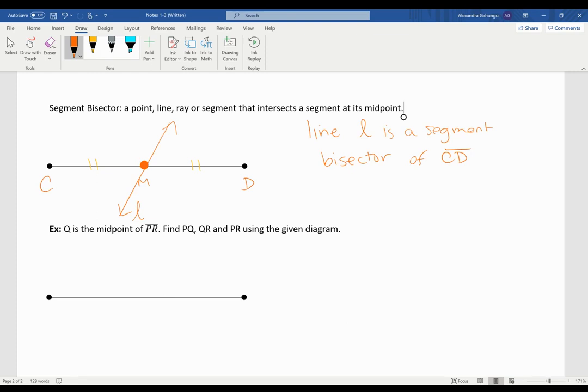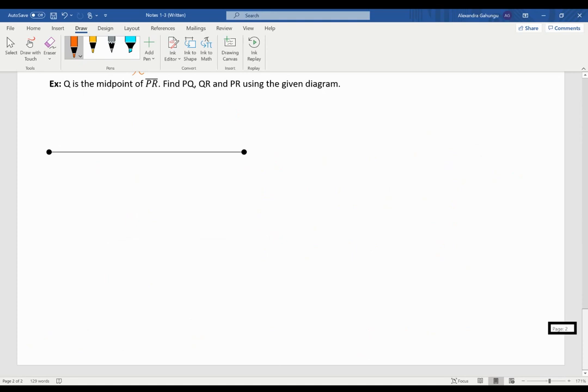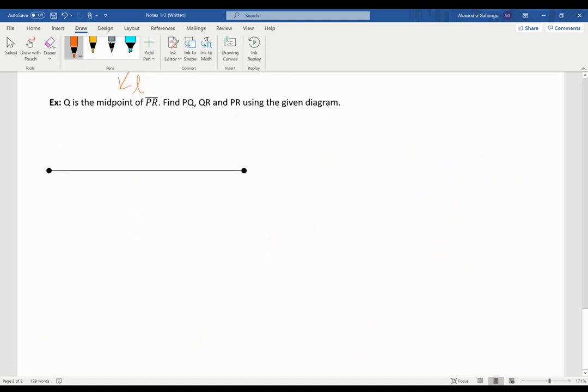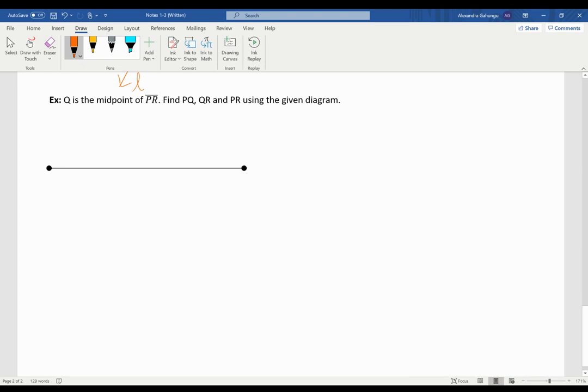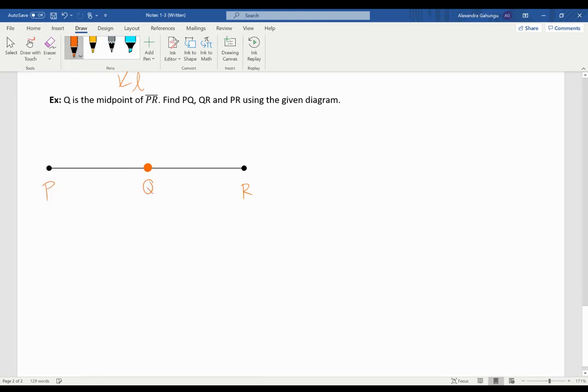Then we're going to use that and what we know about the midpoint to help us answer the next question about PR. So we have Q is the midpoint of PR. So I have PR and Q is the midpoint. So it's in the middle. Now we need to find PQ, the measure of PQ, QR, and PR. So you see how they don't have little lines above them? That just means we're looking for a numerical value for these now.